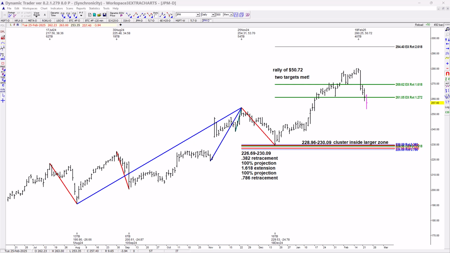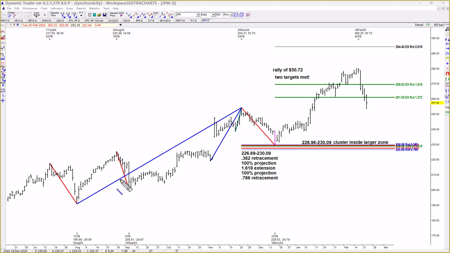In today's video, we're going to take a look at an old setup and how we found this price cluster, and then we're going to finish with a new setup. Okay, so this is a daily chart of JP Morgan, and one of the setups that we did have in the past was this price cluster. The larger zone was this 226.69 to 230.09 area, and let me show you where it came from.